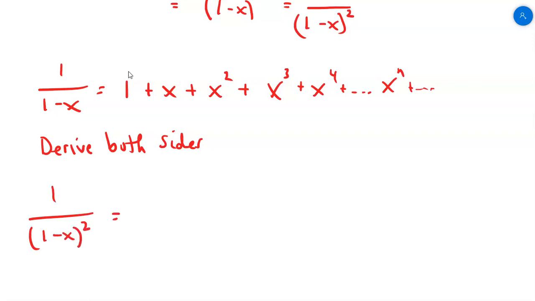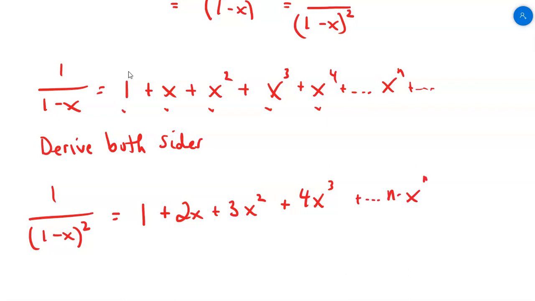When I derive the right-hand side, the derivative of 1 is 0. The derivative of x is 1. Derive x squared, and I get 2x, right? So I derive that, I derive that, I derive that. The derivative of x to the third is 3x squared. The derivative of x to the fourth is 4x to the third, and so forth until I get to n x to the n minus 1.